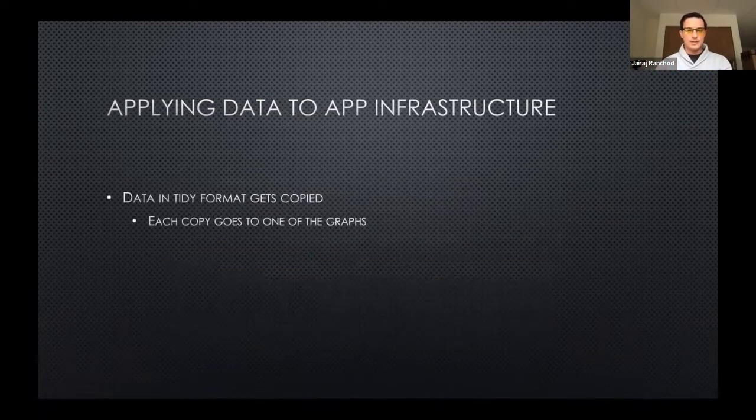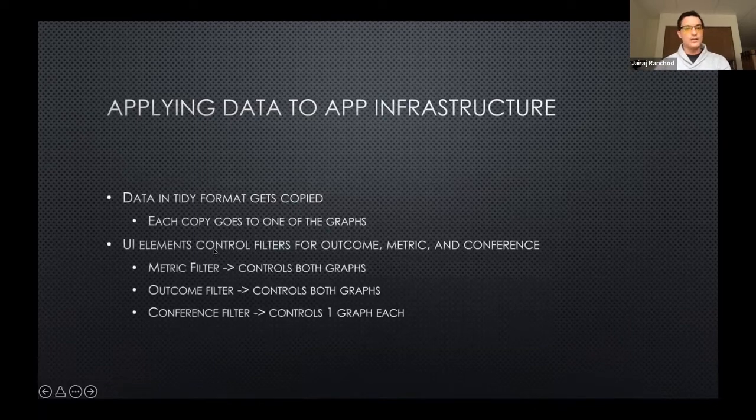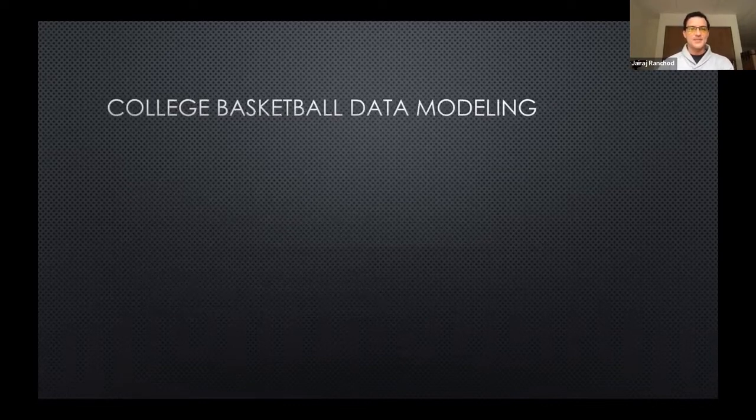So that's exactly what this part of the project was: you make a copy of the format, and then you have the two graphs like you just saw in the app. You've got the metric filter, which controls both graphs, the outcome filter, which controls both graphs, and then the conference filter, where one graph goes to one filter, and that's how you compare the conferences. I thought it was interesting because it was my first time doing that sort of thing. Those of you more experienced with Shiny apps are less likely to be terribly excited about it, I'm guessing.